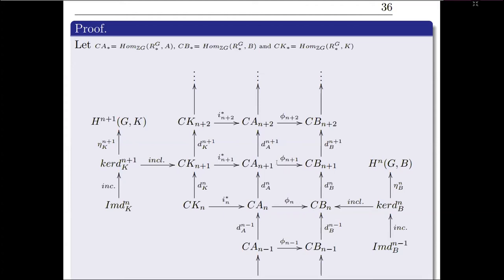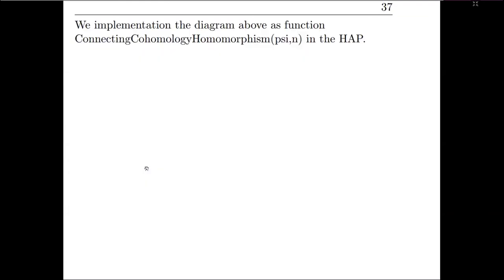The image of i n plus one is equal to the kernel of phi n plus one. That means the element here belongs to the kernel, and so belongs to the image. And since i is injective, we have a unique element z here, taking every element to cochains of A. And this element is equal to the element coming from the boundary. And by lifting, I get it in the kernel, and by injectivity of this map, I get this element in the cohomology n plus one. And we implemented this diagram above as a function, the connecting cohomology homomorphism, in HAP.